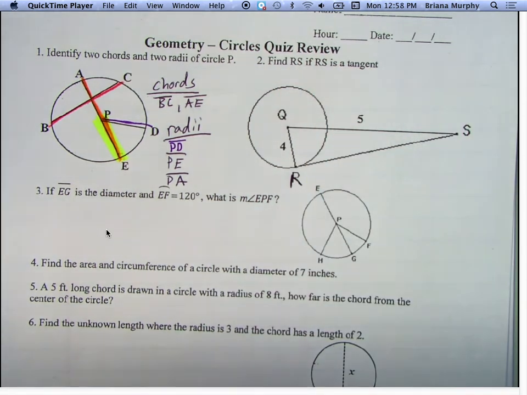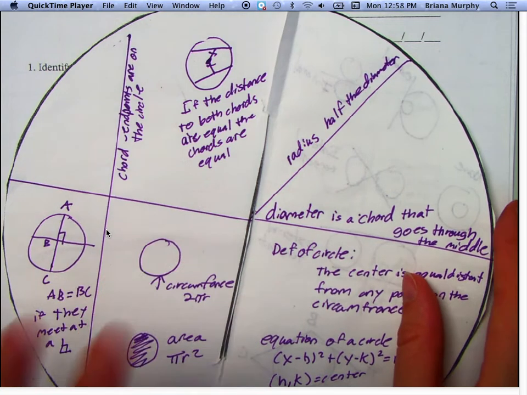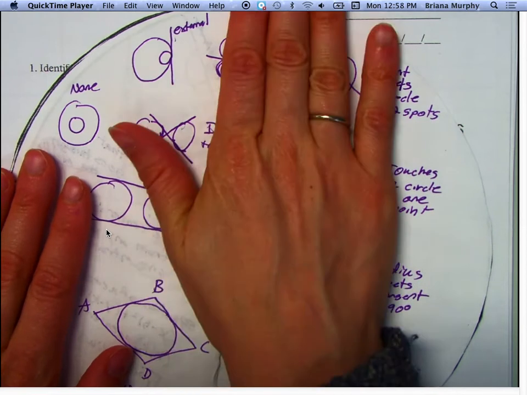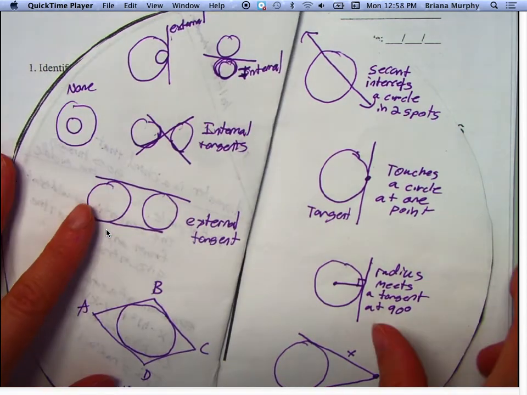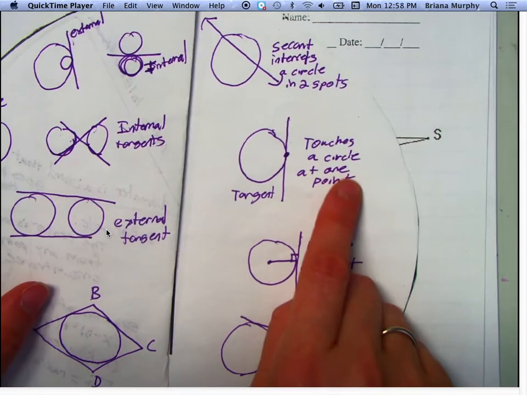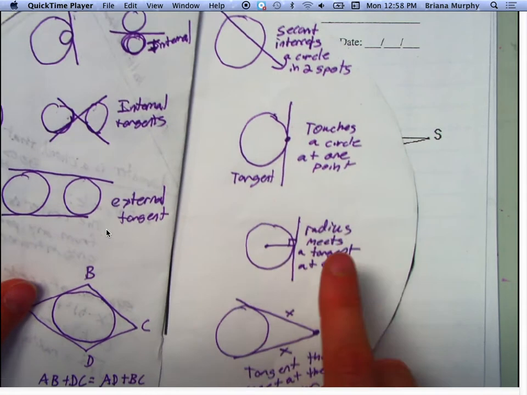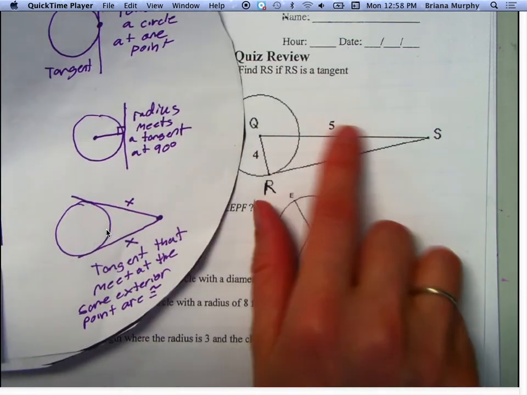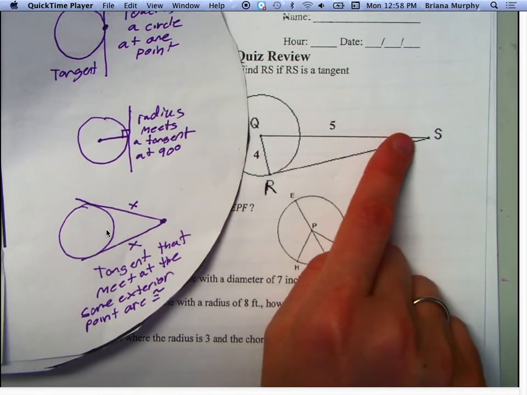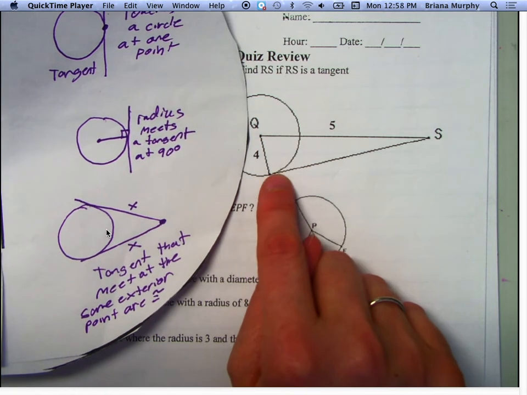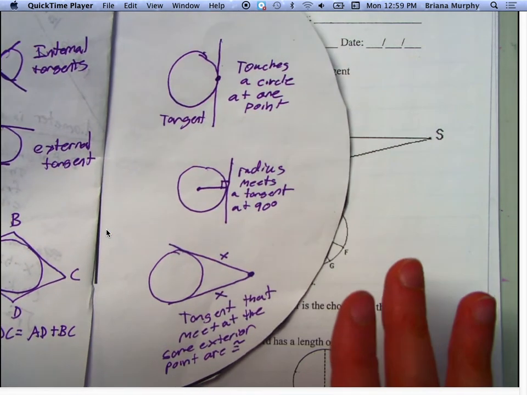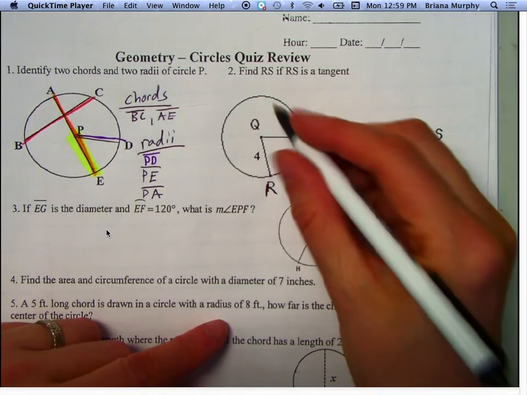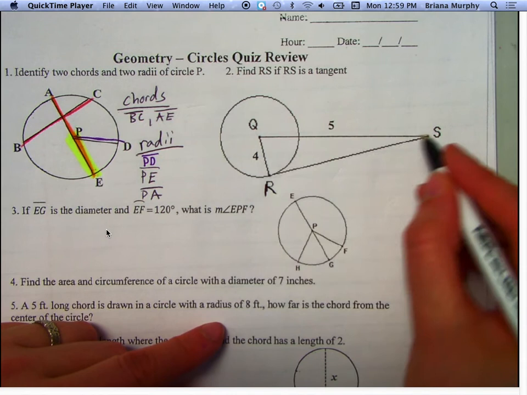Okay, tangent makes me think, where are my tangents? Are they on the first page, the second page, or the third page? Second page is all about tangents. So I'm glancing at these. Okay, I know a tangent touches a circle at one point. A radius meets a tangent at 90 degrees. All right, it doesn't look like I have two tangents. It looks like RS is the only tangent because QS goes through it, and a tangent can only touch. So I think that is the information that I need, because all the rest talks about two circles or two tangents.